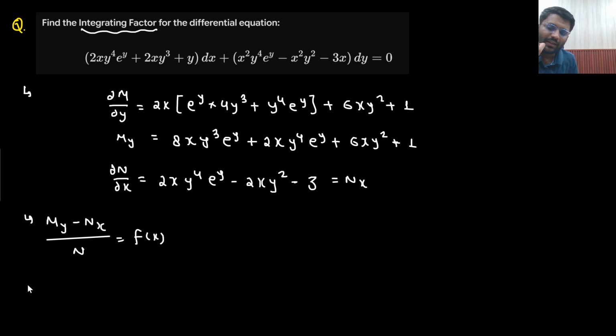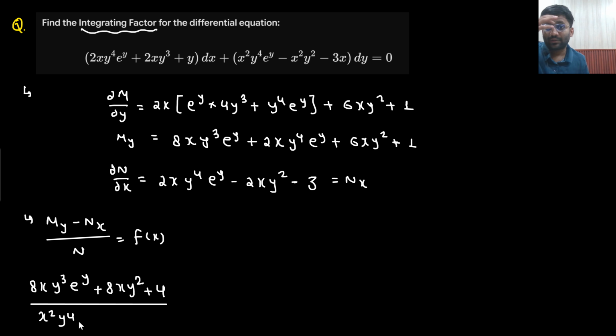So eventually what answer you will be getting? The answer that we will be getting is 8xy cube e to the power y plus 8xy square plus 4. This is the answer that we are getting, divided with n, x square y to the power 4, wait a second. Wait, this and this is getting cancelled out, right, this is becoming 8. 1 minus 3, yes, simply I am subtracting them, nothing else, simple subtraction.